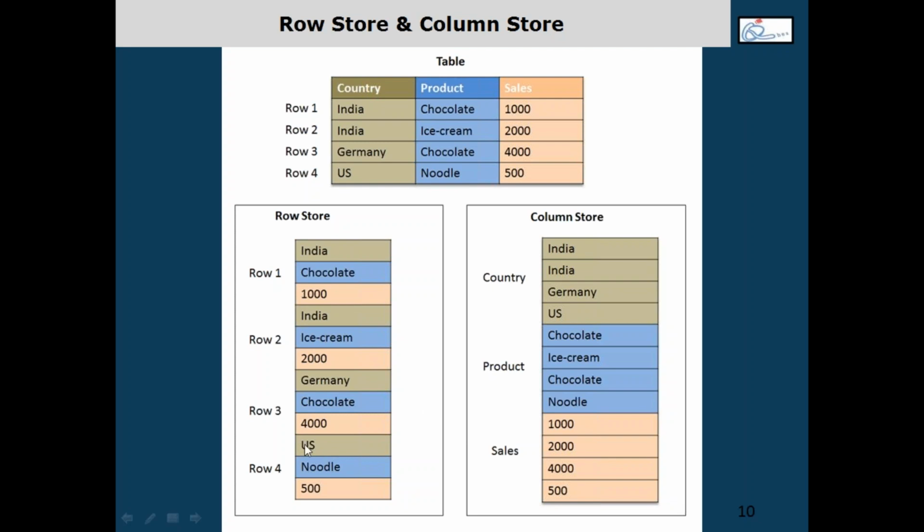If it is row store, I'll just go to the memory location where row number 4 is stored and read all the row values: US, noodles, and the value next to it. I'll just read US, read the noodles, read the value and then give it to you. In this scenario row store is faster, because I'm trying to read the complete record of a table, and in the case of row store the entire record is stored at one memory location, so row store would be faster in this case.